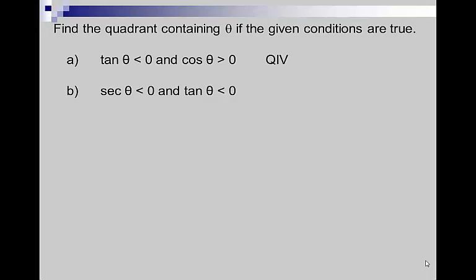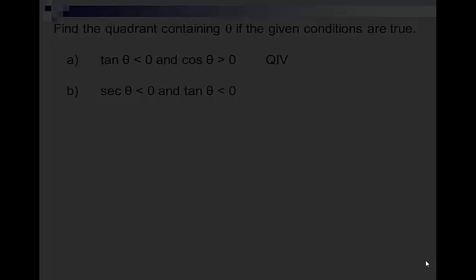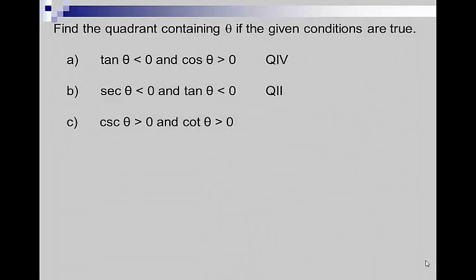Let's do the next one. Secant is less than 0. Secant is the reciprocal of cosine, so that means cosine is negative. That's quadrants 2 and 3. Tangent is negative in quadrants 2 and 4, so they must be in quadrant 2.